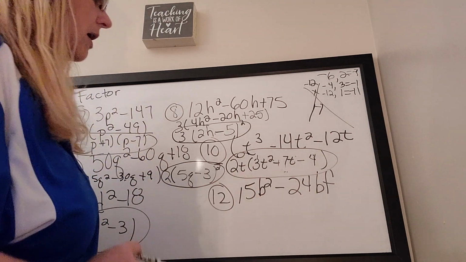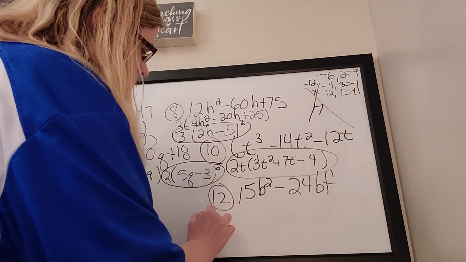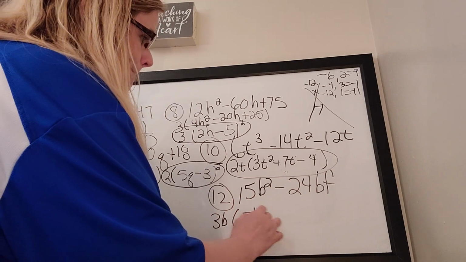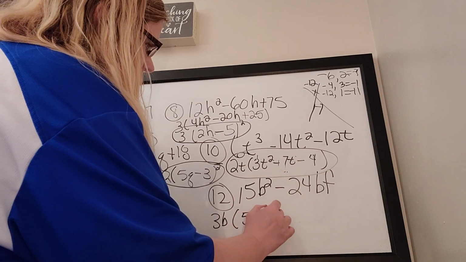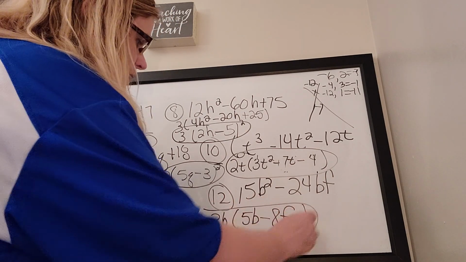Okay, here we have a common factor of 3, actually 3b. So it's 3b times 5b minus 8f. That cannot go down any further, so we're done.